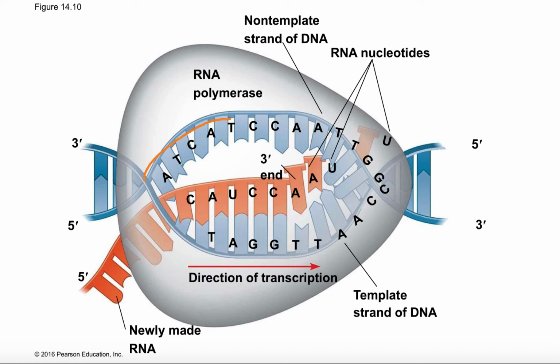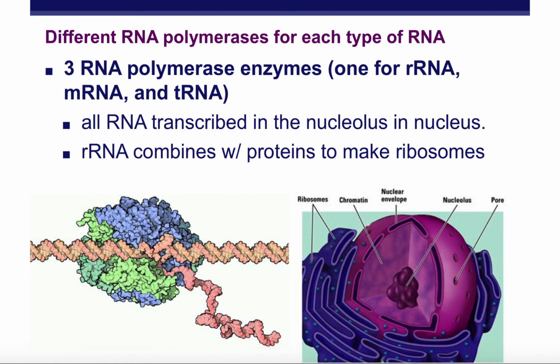We just unzip a little bubble, a transcription bubble, of my DNA in just the one gene that I want to use. And I'm just going to pop off, using the RNA polymerase, a copy of the RNA in the 5' to 3' direction off the one template DNA strand that I want. There are different RNA polymerases for each type of RNA, but mainly today we're going to talk about the formation of mRNA, but all the RNA is formed in a similar process of transcription.